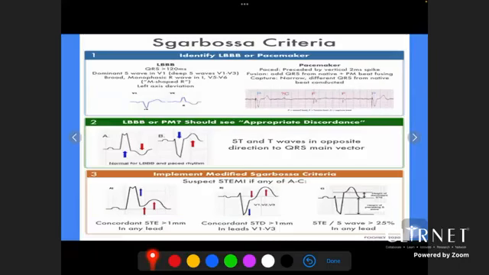So here, left bundle, QRS down, ST up, QRS up, ST down. And here, you will find that the QRS complex is up. If the ST is elevated by any degree, this is STEMI. Again, QRS is down, ST segment is down by any degree, this is STEMI. And there is the third or modified criteria. If the ST to S ratio is more than 25%, also this is STEMI.